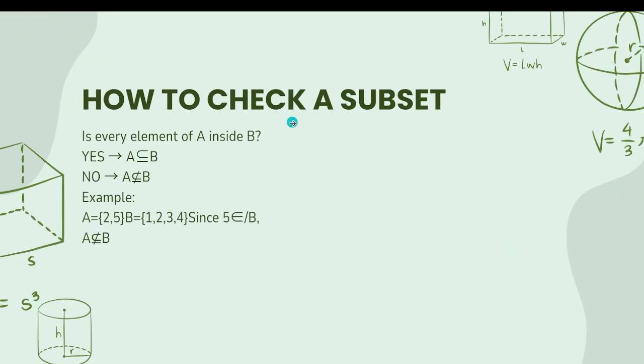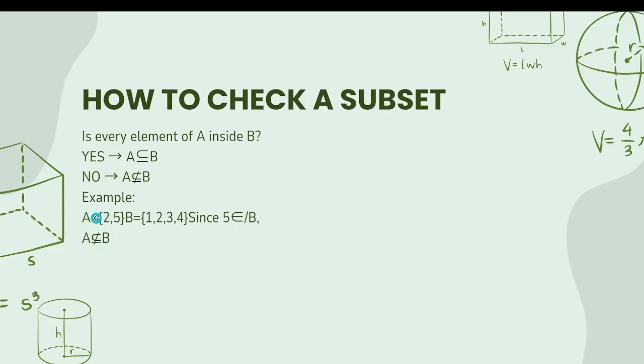Next is how to check a subset. To check a subset, you have to check: is every element of A inside B? If yes, then A is a subset of B. If no, then A is not a subset of B. Here, for example, A is equal to {2, 5} and B is equal to {1, 2, 3, 4}. Since 5 is not an element of B, A is not a subset of B.